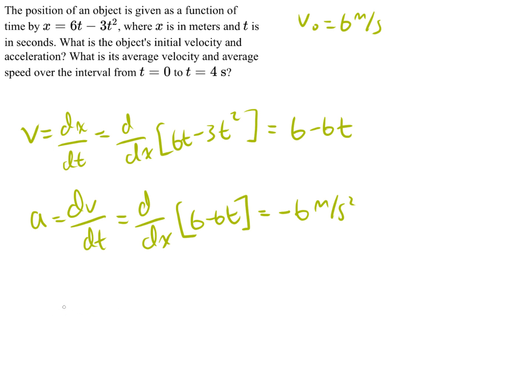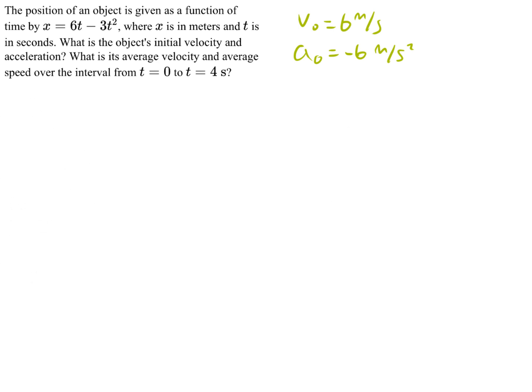No matter what the time is, it has a constant acceleration. So that means the acceleration stays the same. It's initially minus 6 meters per second squared and does not change as this object moves. So the initial acceleration is minus 6 meters per second squared, and it will stay that way while the object is moving under this function.